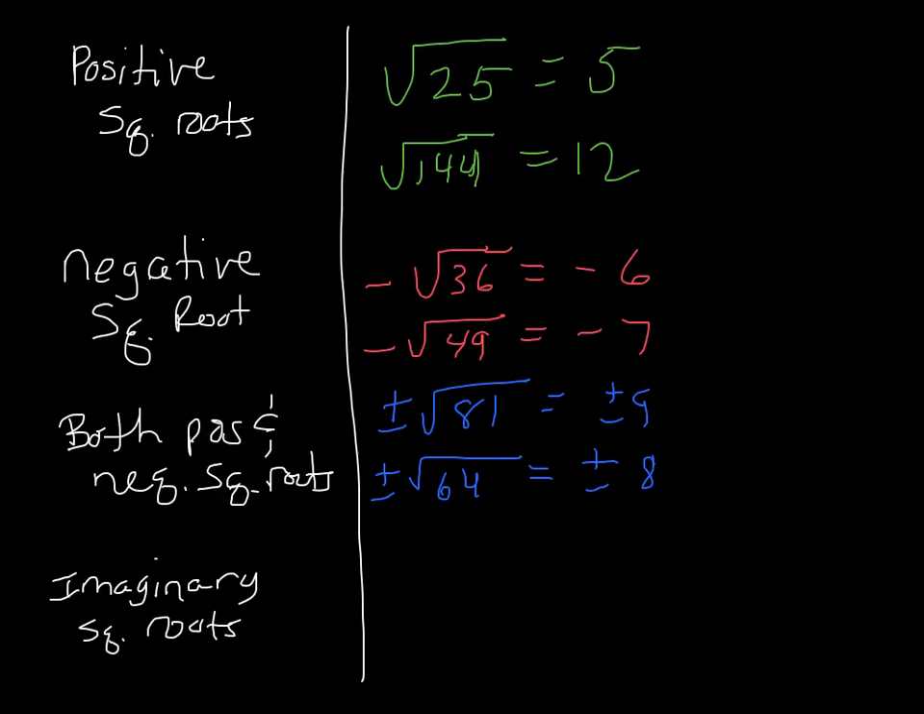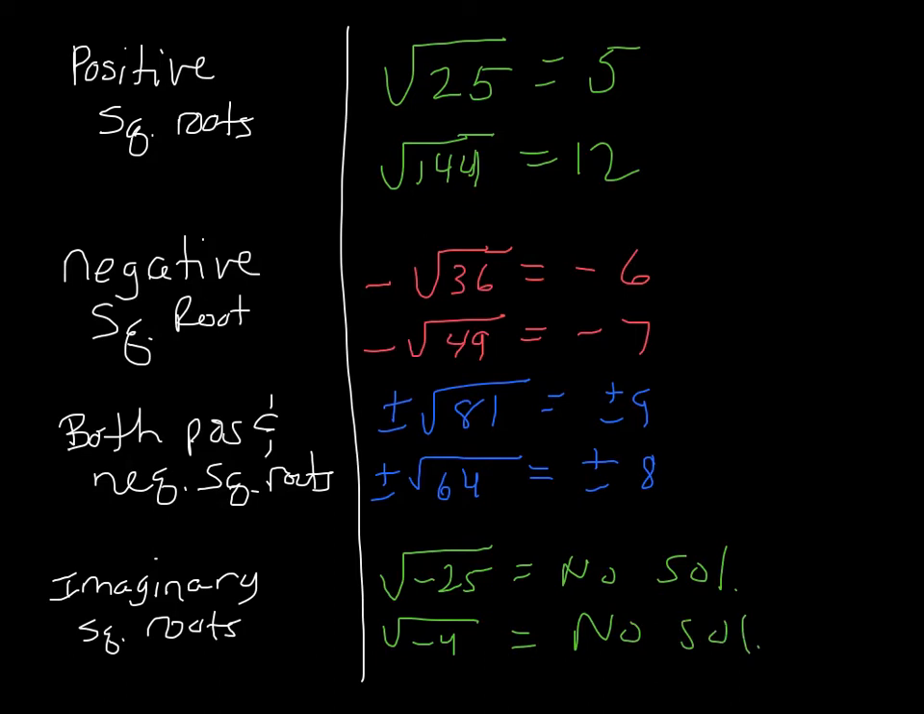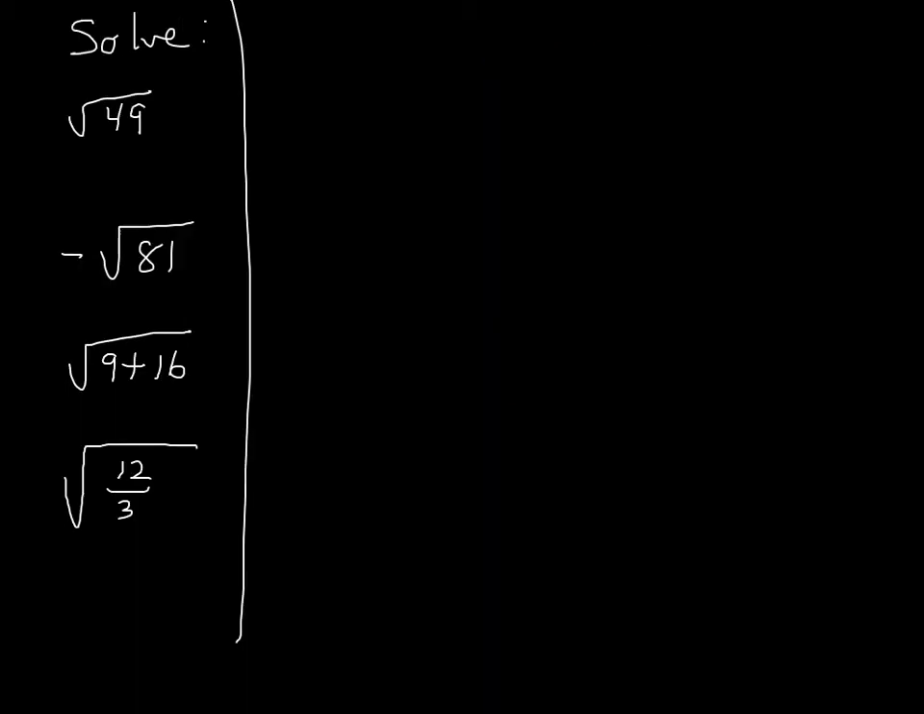And the last one we're going to talk about here are imaginaries. And imaginaries are when we can't do it. So if you have the square root of negative 25, you cannot take the square root of a negative number. The negative has to be on the outside. If it's on the inside, then what we say is no solution. Doesn't matter what the number is. If they do the square root of negative 4, it's got a negative on the inside of the square root, therefore no solution. And I said imaginary because those end up being imaginary solutions later. Okay, so that's a basic square root problem.